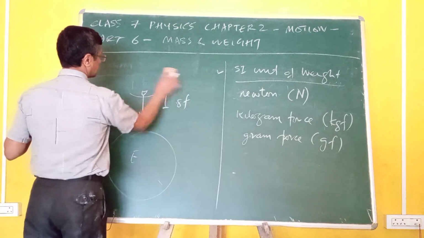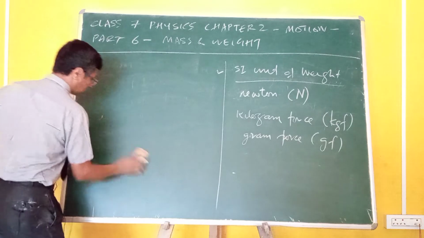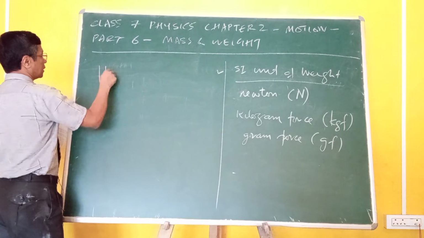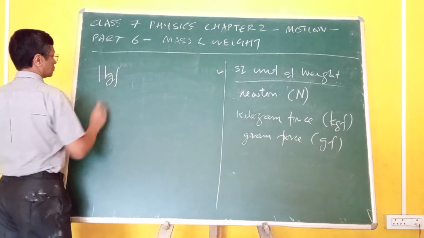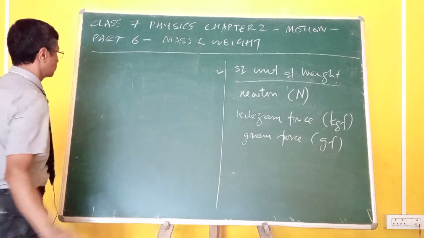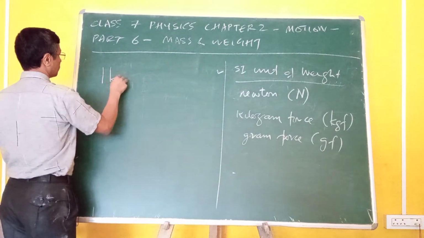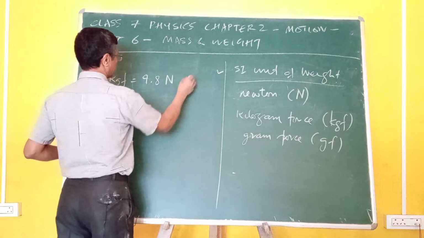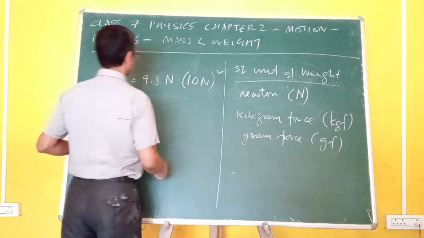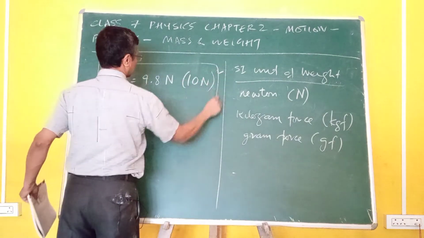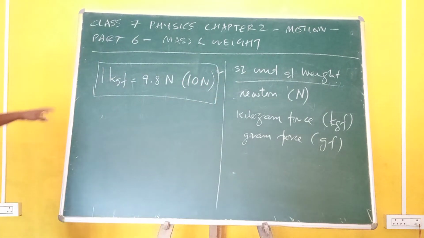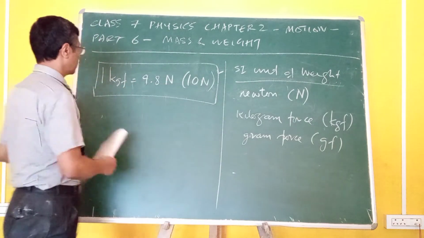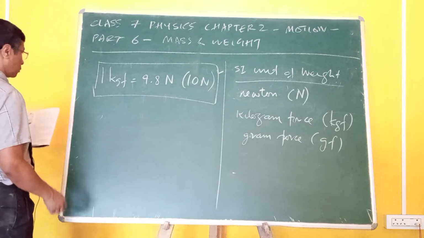Now the relationship between 1 kilogram force and newton: 1 kilogram force is approximately 9.8 newtons, and normally we'll take it as 10 newtons. So this is something that you need to remember whenever you need to convert a kilogram force into newtons. So 1 kgf is equal to 9.8 newtons. Approximately we can round that off to 10 newtons.